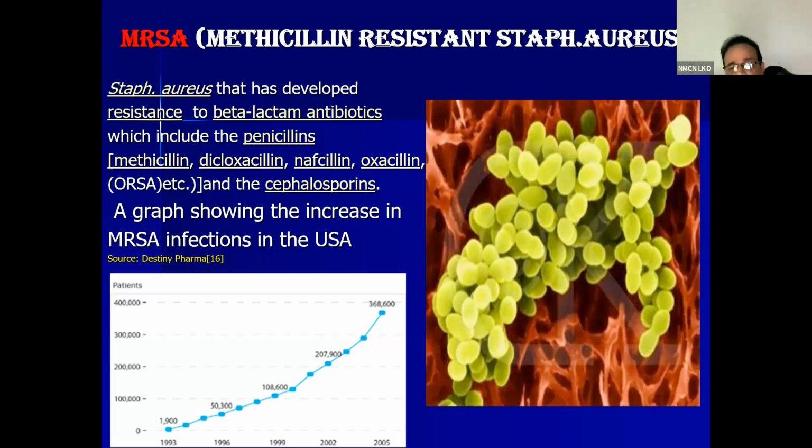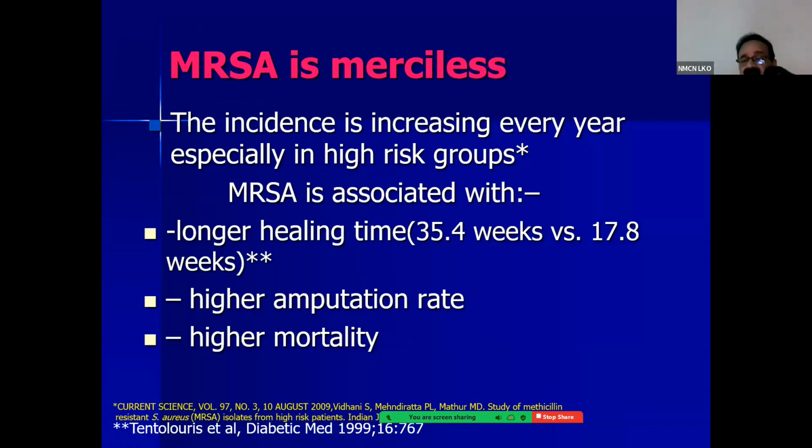You can see in the USA also the graph is going up as far as MRSA is concerned. And they are merciless because incidence is increasing every year, particularly in the high-risk group. And it is associated with longer healing time, higher amputation rate, and higher mortality. So that's why MRSA is in fact very important.